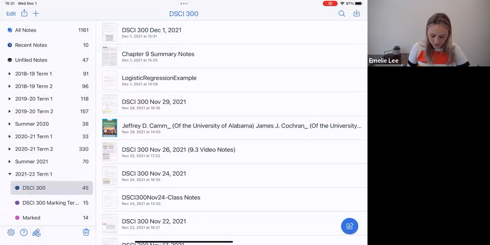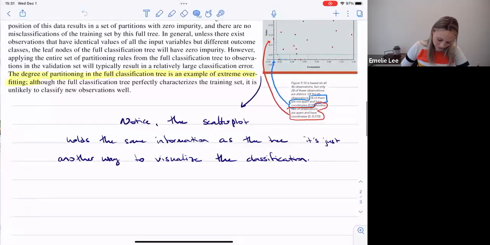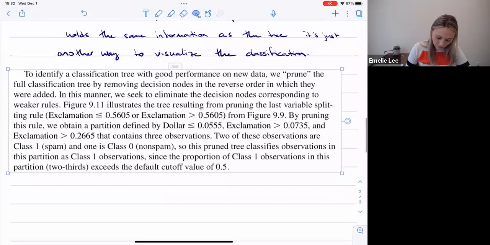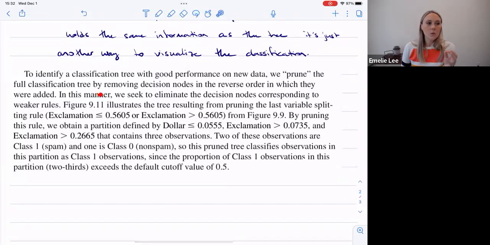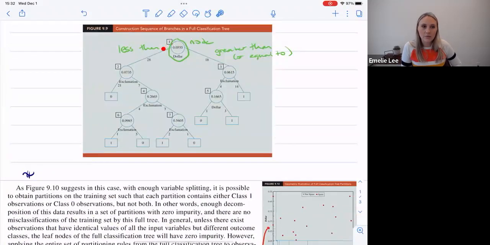So what we do is we do some pruning. We prune the classification tree by removing decision nodes in the reverse order in which they were added. You might have noticed that we numbered the nodes. Here we had node number 1, which was added first, and then number 2, 3, 4, 5, 6, and 7. If we were to prune this, we would start at node number 7.